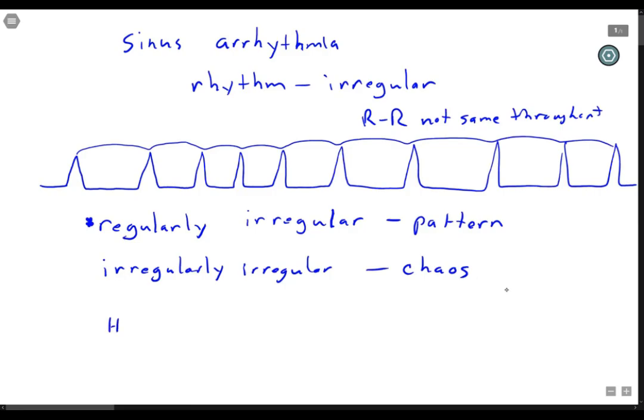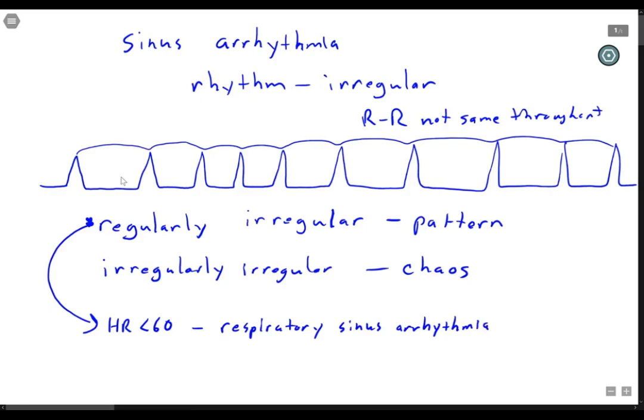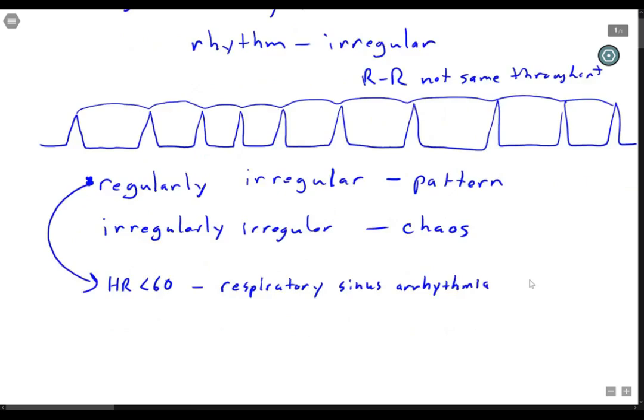And if the heart rate happened to be less than 60 and you had a regularly irregular pattern, this might be due to just respiration. Your breathing, when you breathe in and out, believe it or not, that slows and speeds up your heart rate. And so this may be called respiratory sinus arrhythmia. It's a sinus arrhythmia. It's a varying in the rate of your heart due to respiration or ventilation, breathing.